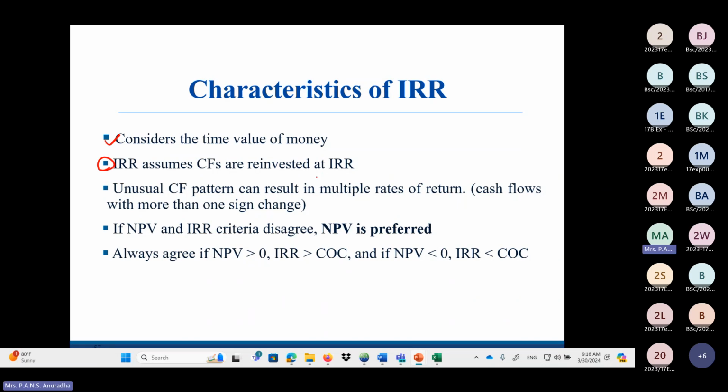When you calculate the net present value, your reinvestment assumption was that cash flows are reinvested at the cost of capital. The project cash flows generated through the project are reinvested at the cost of capital. When you calculate the internal rate of return, your reinvestment assumption is like this. IRR assumes cash flows are reinvested at IRR.